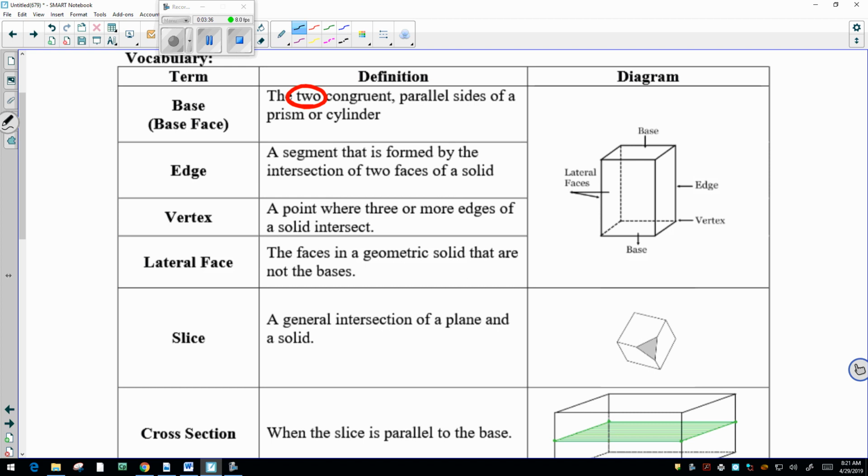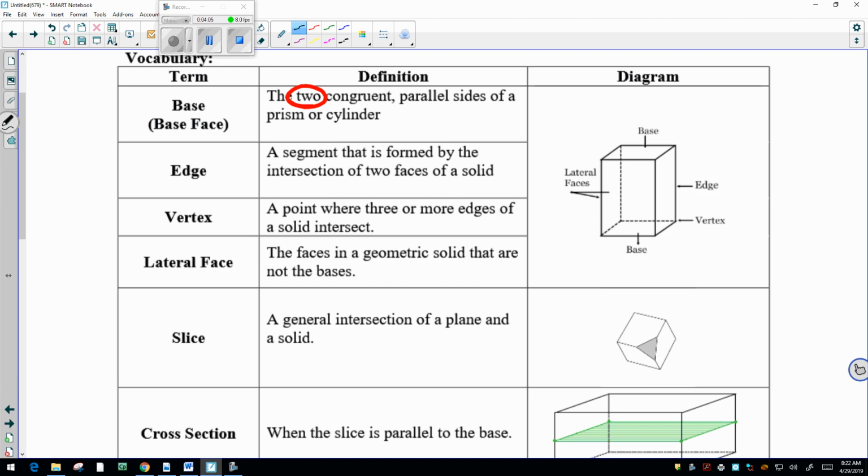So I can see our lateral faces here. Those are going to be the sides basically that are not the bases. So bases, I have two and only two congruent shapes. Lateral faces are everything else. The edge is going to be connecting two of the faces together and will also connect base to base. The vertex is where I can see the edges all coming together. So I can see edges and I can see the bases coming together at a point.